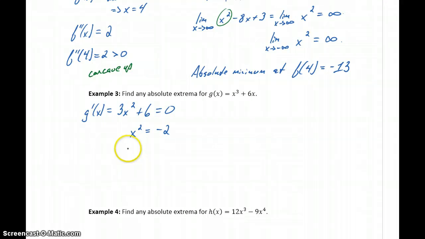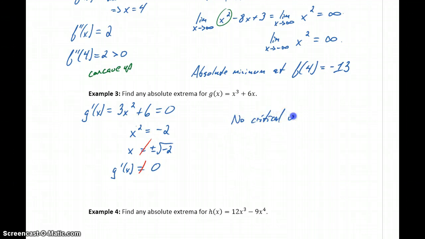In order for that to be true, x would have to be equal to plus or minus the square root of negative 2, so we would take the square root of both sides to cancel out that exponent. But we can't take the square root of negative numbers, so x can never be equal to plus or minus square root negative 2, so our first derivative function can never be equal to 0. Since we have no critical values to consider, that means there are no absolute extrema.